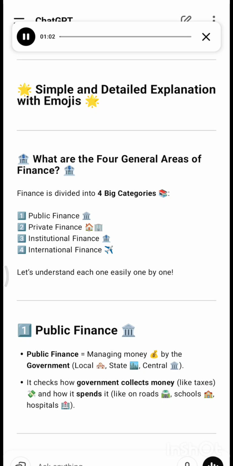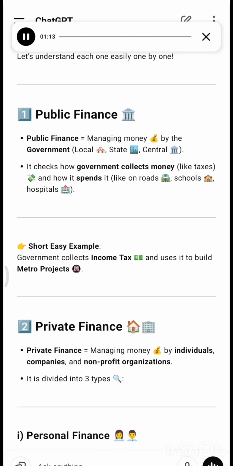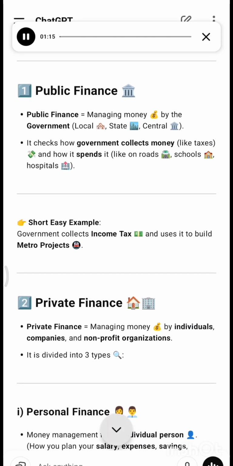Number 1, public finance. Public finance equals managing money by the government: local, state, central. It checks how the government collects money, like taxes, and how it spends it, like on roads, schools, hospitals. Short, easy example: government collects income tax and uses it to build metro projects.